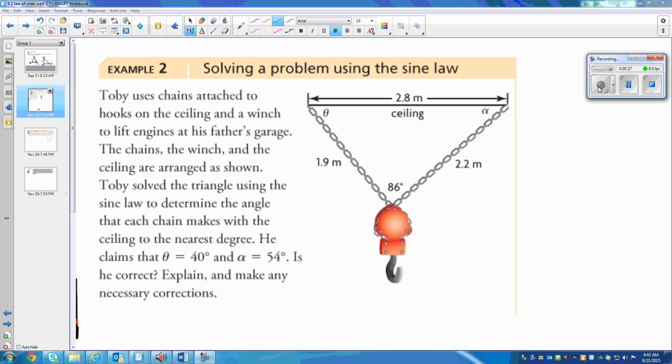Okay? Now, we're starting off with an easier one, but then we're going to move into ones where you have to draw the diagrams. And I'm going to be very specific. You really need to draw out diagrams to make them work for you.